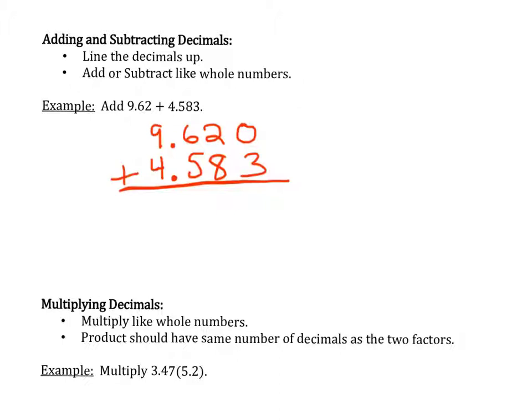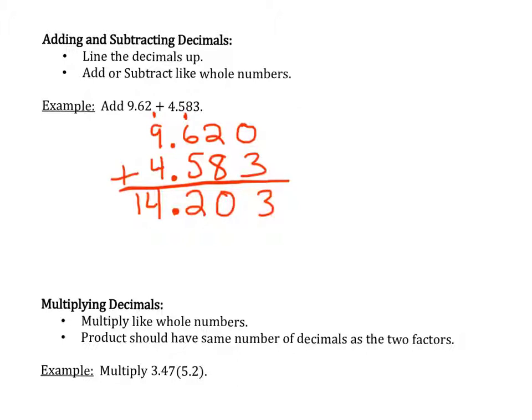Now we're going to add 0 and 3. Well, that will give me 3. 2 and 8 gives me 10 hundredths. I can carry the 1 to the tenths place. And I have 6, 5, and 1, which is 12. Carry the 1. Put my decimal. And 4 and 9 is 13 plus 1 is 14. So we get 14.203 as our solution. It's just the same as adding and subtracting whole numbers. Just make sure your decimal stays in the correct place. Line them up. Decimal stays the same.